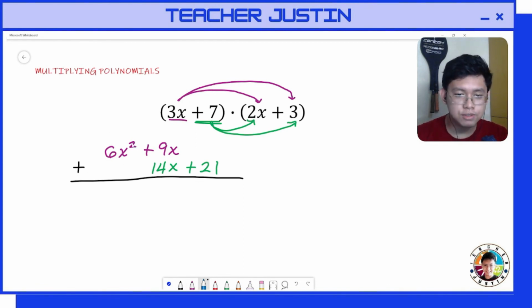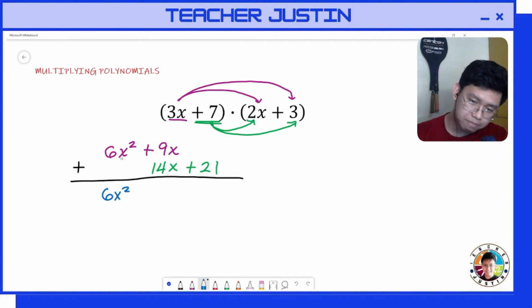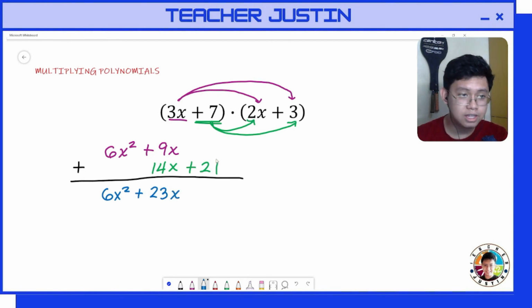Here we have 6x squared. It doesn't have any partner, so just bring it down. 9x plus 14x, let's combine them. That will be 23x. And the last one, 21, doesn't have any partner, so just bring down 21. And that's it. Our final answer, the product of these two polynomials, will be 6x squared plus 23x plus 21.